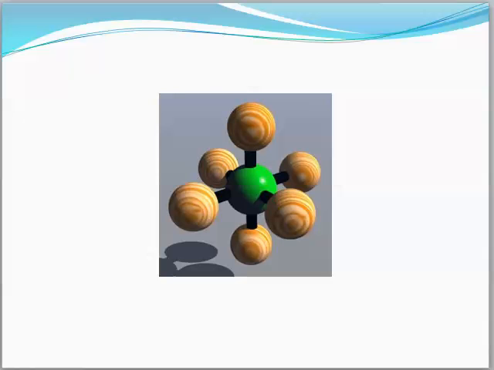So to recap, in order for us to predict the shape of a molecular compound, we need to know how many atoms are bonded to our central atom, and we also need to know how many lone pairs. And then we always need to keep in mind that atoms and electrons will repel each other and want to get as far away from each other as they possibly can, giving us the biggest bond angle.